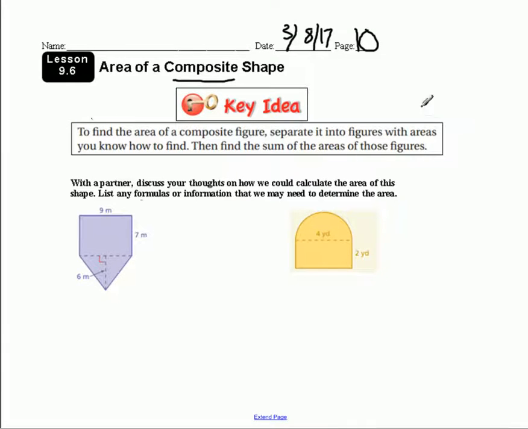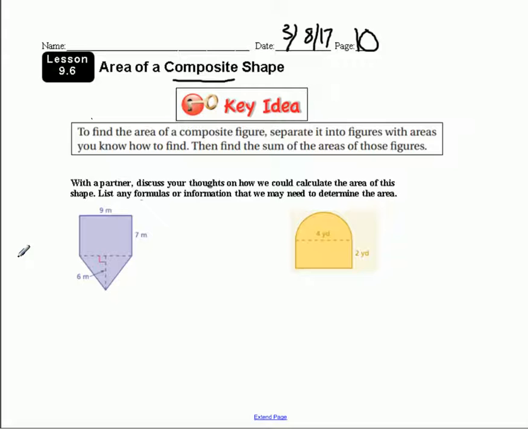I'm going to read this box out loud. Read it along with me. So find the area of a composite figure separated into figures with areas you know how to find. Then find the sum of the area of those figures. So with a partner, I want you to discuss your thoughts on how we could calculate the area of this shape, this purplish looking shape. I want you to write down any formulas or any information that you might need to know in order to determine this whole shape's area. Pause the video when you come back and we're ready to talk about it.